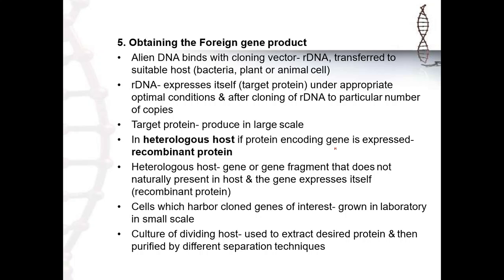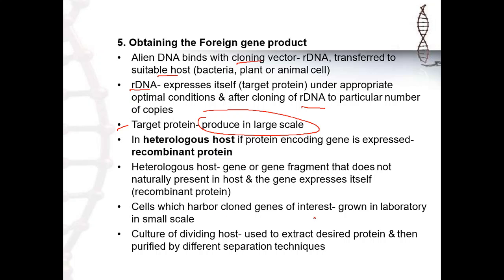Obtaining the foreign gene product. How do we obtain it? Of course, we obtain the foreign gene product from our host cells. The alien DNA binds with cloning vectors like plasmid. The recombinant DNA is transferred to the suitable host. So, there is a host. Then the resulting recombinant DNA expresses itself under appropriate optimal conditions and after cloning of the recombinant DNA to a particular number of copies, the target protein is produced in large scales.